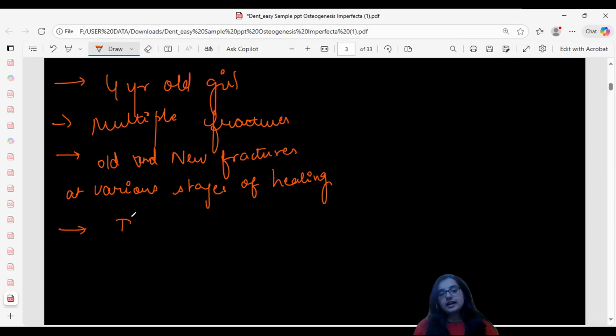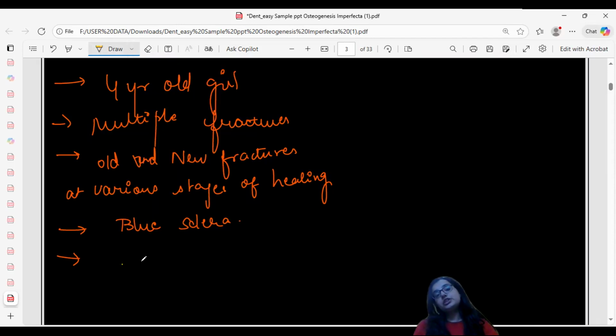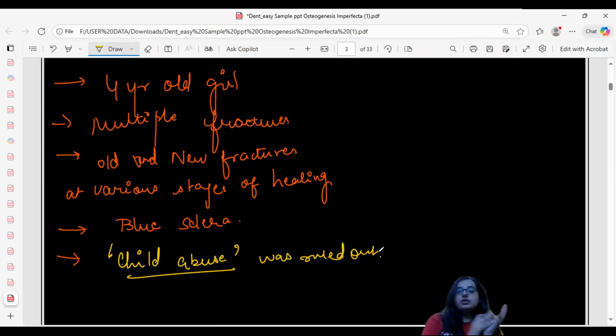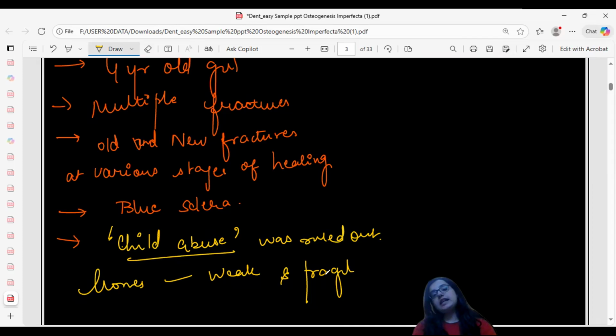Then there was a line saying that on physical examination, the doctors find a blue sclera. Then there is a pointer that says that on consulting the pediatrician, the child abuse was ruled out. So here we can see that the trauma was not that much compared to the injury that had happened, a fracture. A simple fall will never lead to a fracture. It was a simple fall that had led to a fracture, which indicates that the bones are weak and fragile. Plus, there are multiple fractures, so that is a clear indication of fragile bones, which are more prone to fractures. Child abuse has been ruled out.